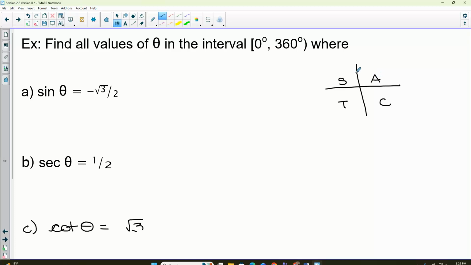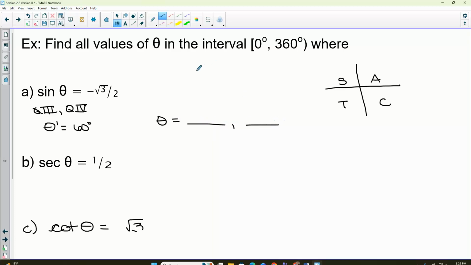Sine is positive in quadrants 1 and 2, so I will have an answer for quadrant 3 and quadrant 4. Okay, reference angle. So now we're back to our hand trick. When is sine radical 3 over 2? 60. So now we just have to give our actual answers.